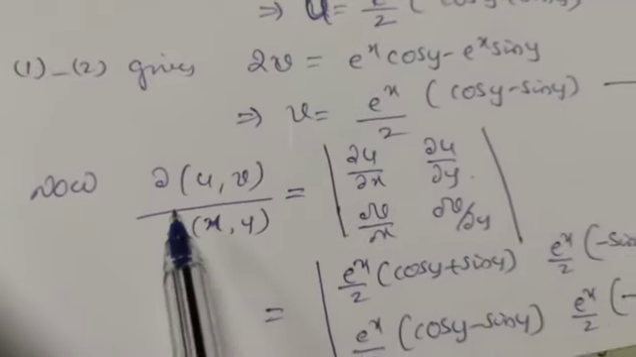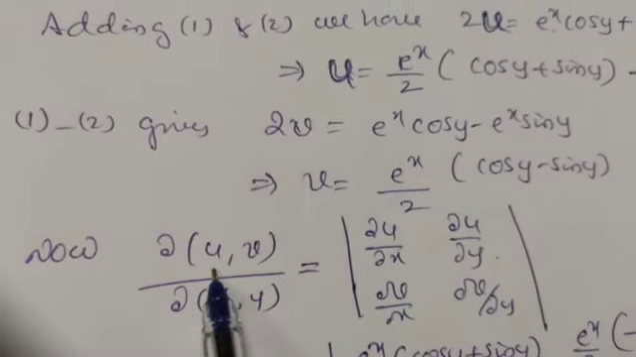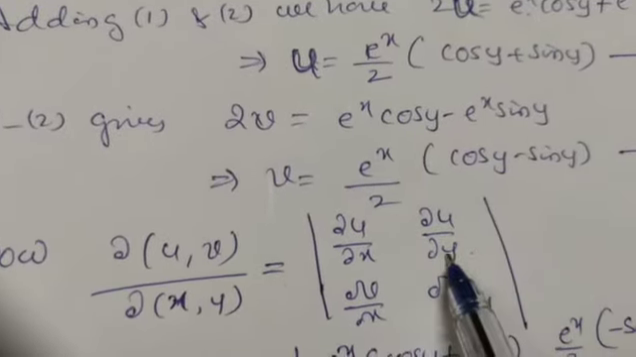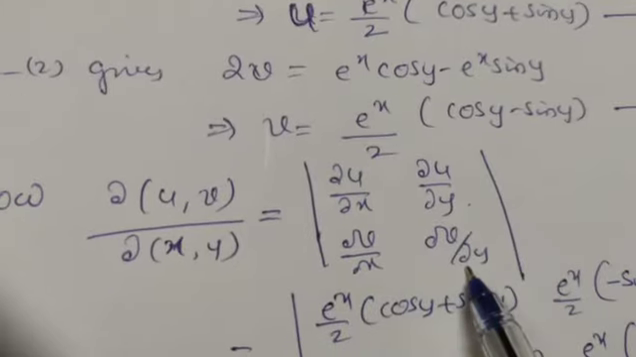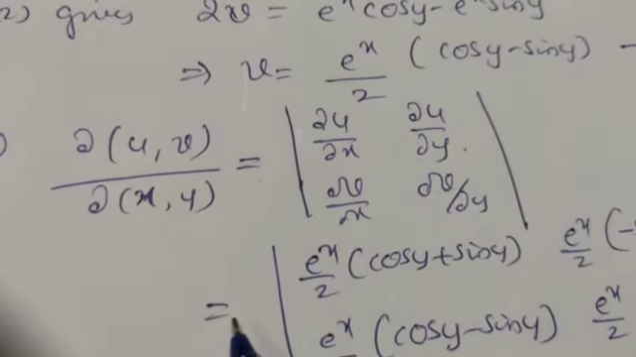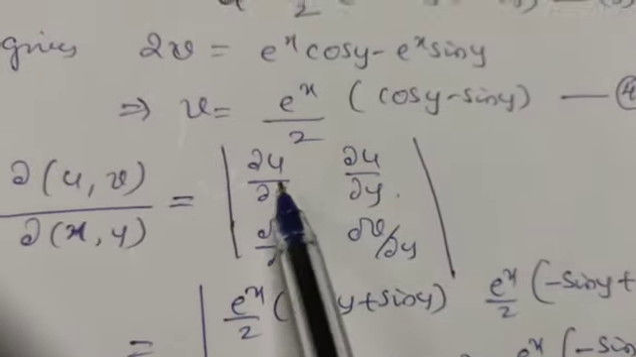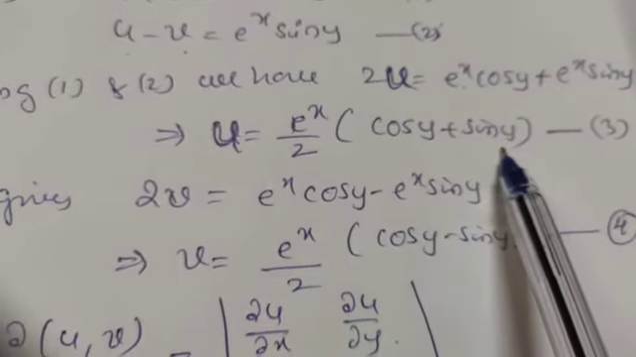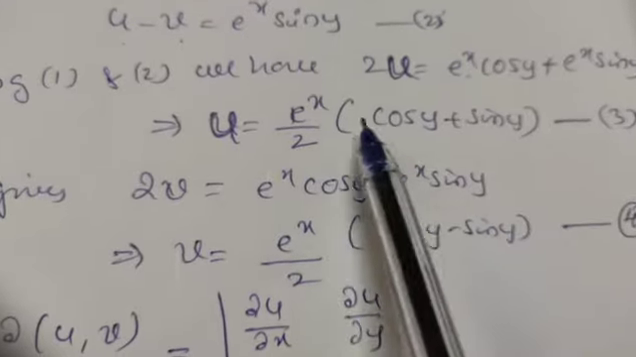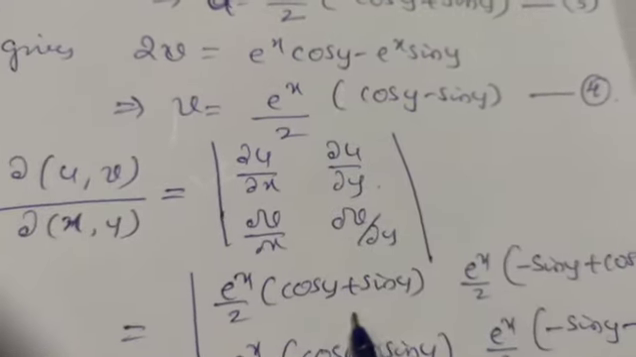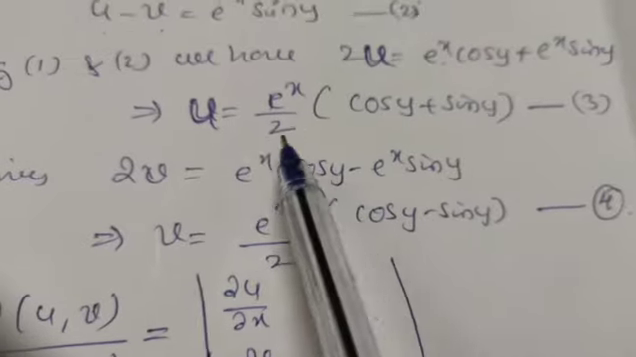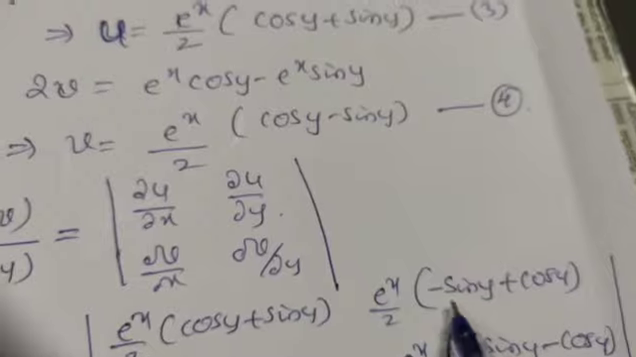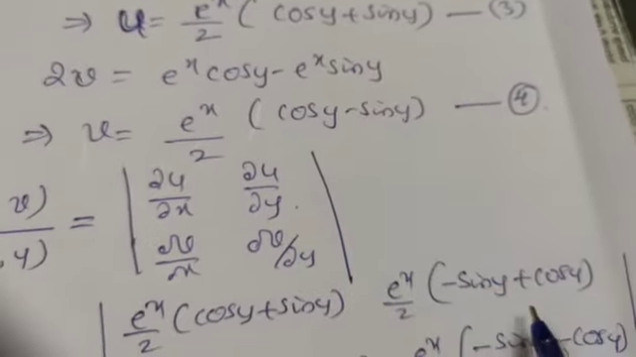Now let us find the Jacobian of this one, that is dou of u comma v divided by dou of x comma y equals dou u by dou x, dou u by dou y, dou v by dou x, dou v by dou y. So let us find dou u by dou x. Here u is given. Dou u by dou x means cos y plus sin y is constant. You have to treat this one as constant, and the derivative of e raised to x by 2 is e raised to x by 2. And dou u by dou y, here e raised to x by 2 is constant, the derivative of cos y is minus sin y, the derivative of sin y is cos y.